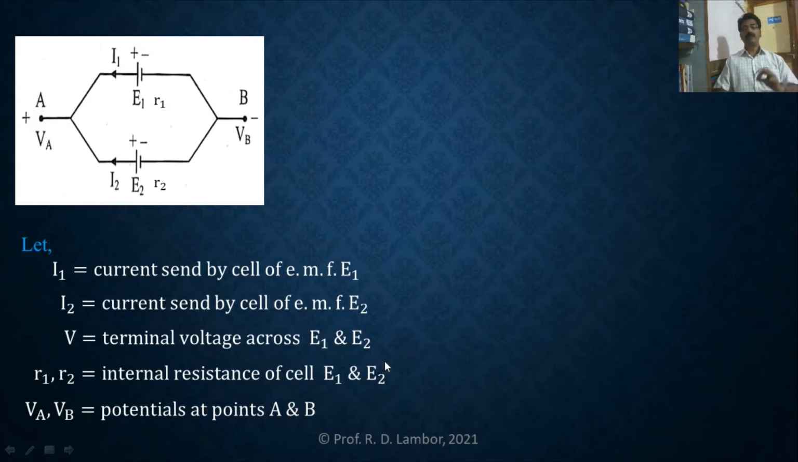And in the last lecture, while studying Ohm's law applied to a complete circuit, we know that for a closed circuit, terminal PD of the cell is equal to EMF of the cell minus IR. And this IR is nothing but the terminal PD across the internal resistance. So using this equation, we can write the terminal PD across the first cell.